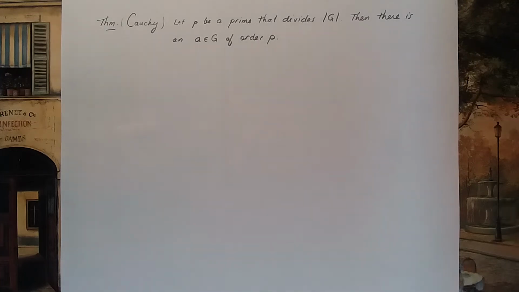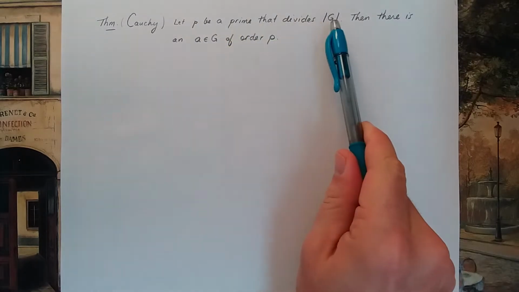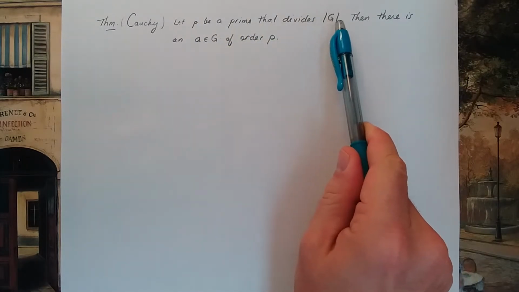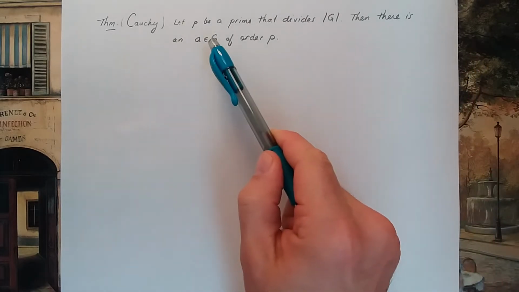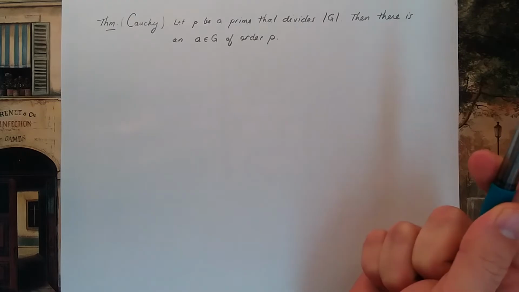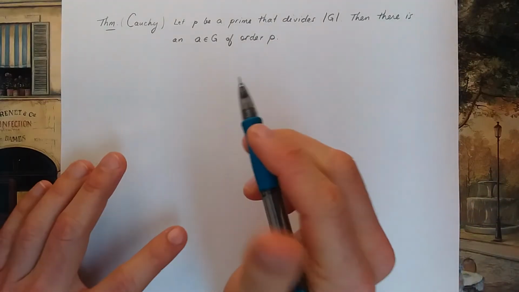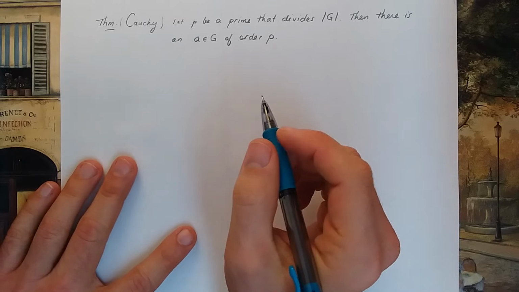So our first main theorem of the course is Cauchy's theorem. It says that if p is a prime that divides the size of your finite group, then there must be an element in your group that has order p. So a to the p power is the identity. We're going to prove this in almost the exact same way we saw group actions in our last example.